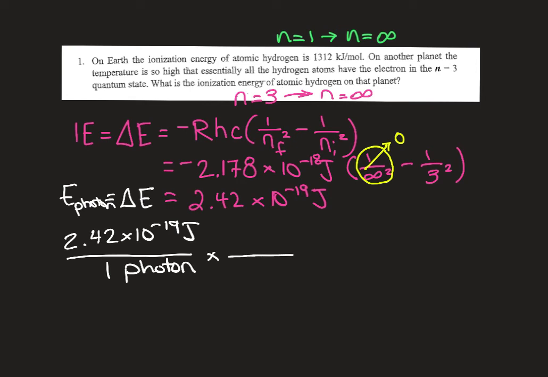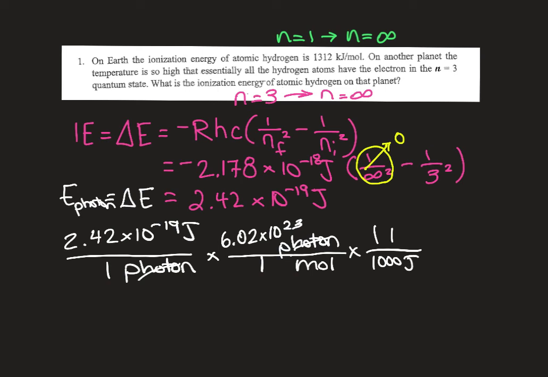Then we can say, okay, well, to get rid of photon here, because we want kilojoules per mole in the end, we can go from photons per mole. We know how many things are in a mole. There are 6.02 times 10 to the 23rd photons in every 1 mole. That's Avogadro's number. Photons cancels. Right now we have joules per mole. Quick fix. There are 1,000 joules in every 1 kilojoule. Now we have kilojoules per mole, which is what we're looking for.